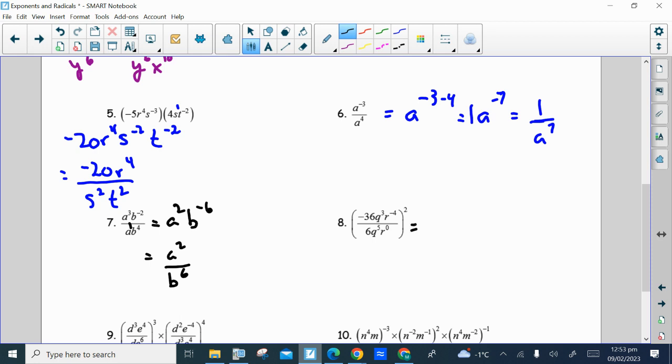Question 8. I would simplify inside the brackets first. Negative 36 divided by 6 is negative 6. When you divide the q's, you subtract the exponents. 3 take away 5 is negative 2. When you divide the r's, you subtract the exponents. Negative 4 take away 0 is still negative 4. Again, you could consider that r to the 0 just to be 1. But then you'd have r to the negative 4 divided by 1, which is still r to the negative 4.